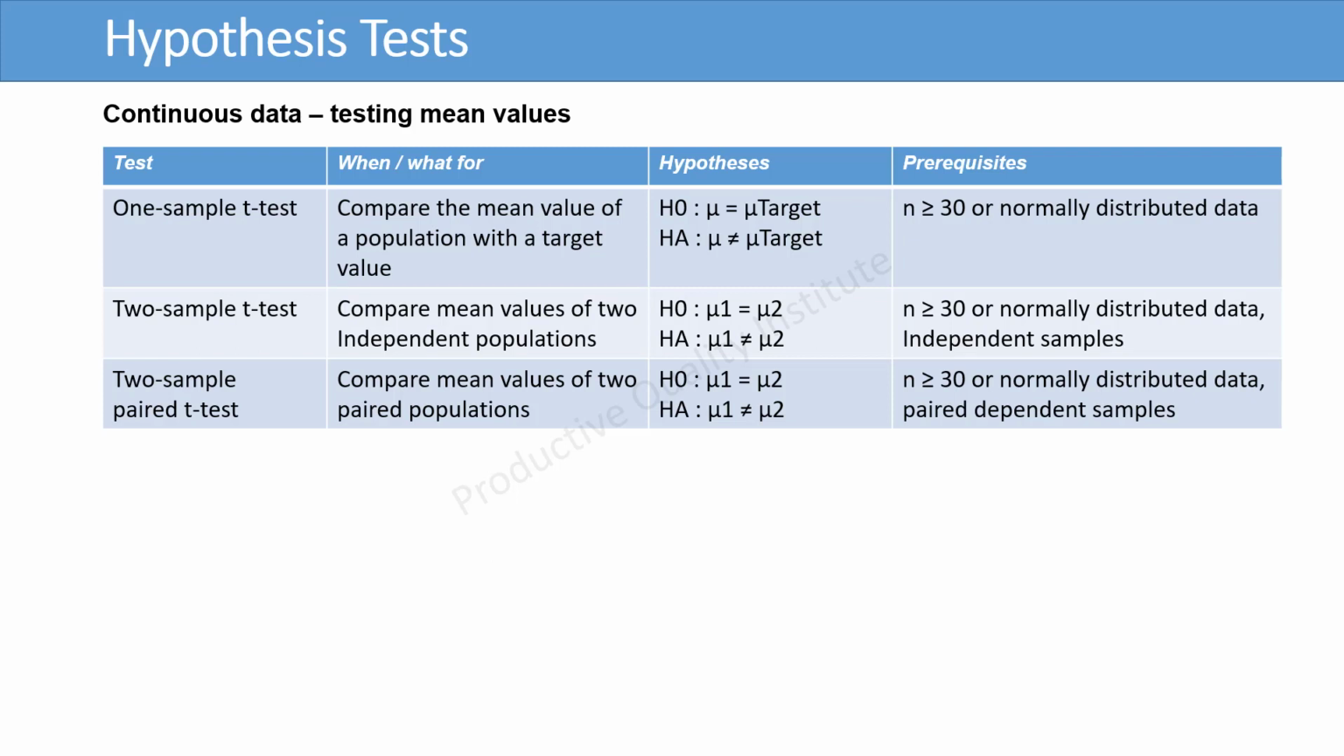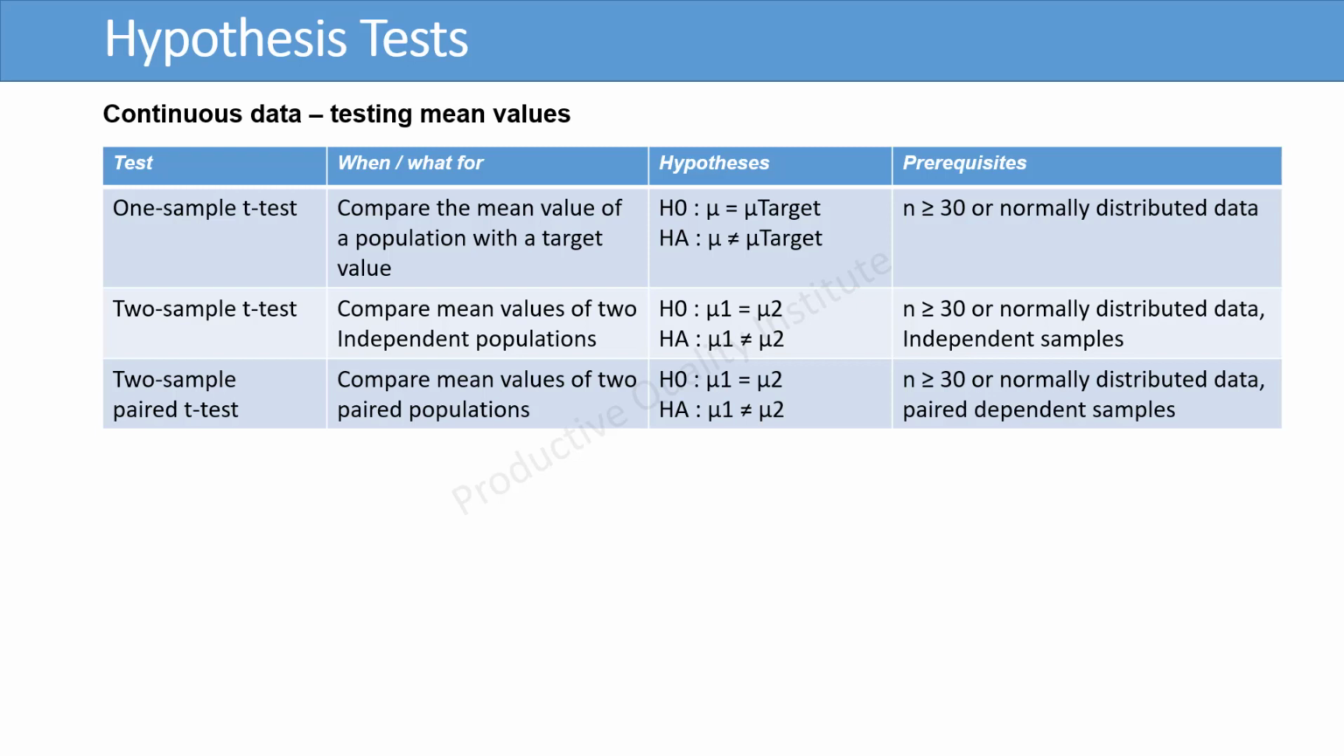Let us check the 5 kinds of hypothesis tests for continuous data. There are 3 tests for testing mean values. First, one-sample t-test. Compare the mean value of a population with a target value. Null hypothesis, mu is equal to mu target. Alternative hypothesis, mu is not equal to mu target. N is greater than or equal to 30, or normally distributed data.